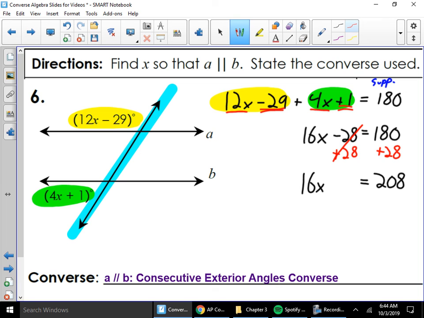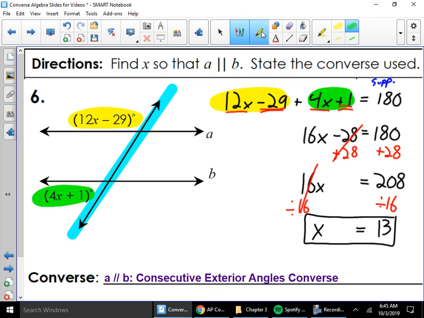Last but not least, dividing both sides by 16. 208 divided by 16 is 13. So there we have an example where the angles need to be supplementary instead of congruent. So again, making sure that you line up the angle pair. What do you have? In this case, it was consecutive exterior angles, and we're using the converse there to prove A is parallel to B.